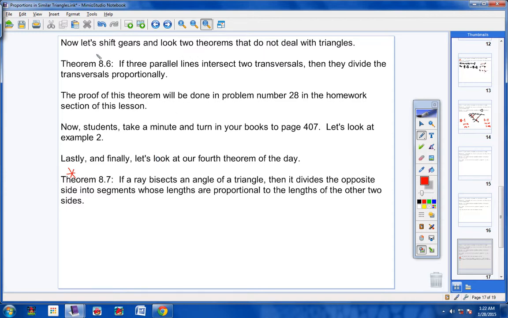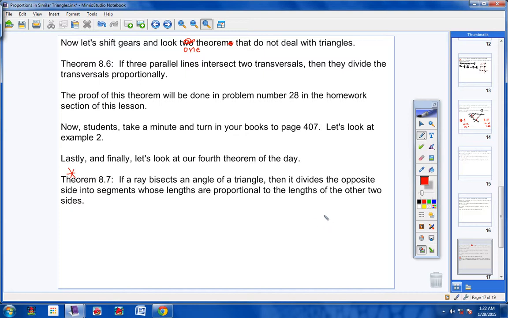Now, I did make a mistake up here. I said, let's look at two theorems that do not deal with triangles. I should have said, let's take a look at one theorem that does not deal with a triangle, because this last theorem does deal with a triangle, so I apologize for that mistake. But anyways, if a ray bisects an angle, it divides the opposite side into segments whose lengths are proportional to the lengths of the other two sides.